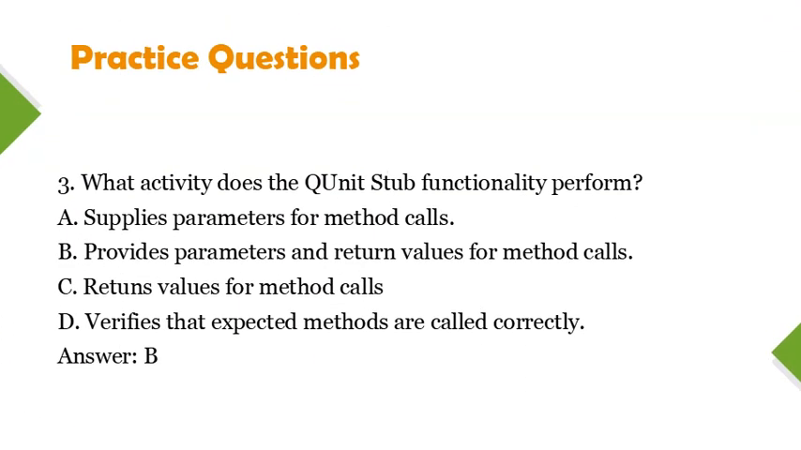3. What activity does the QUnit stub functionality perform? A. Supplies parameters for method calls. B. Provides parameters and return values for method calls. C. Returns values for method calls. D. Verifies that expected methods are called correctly. Answer: B.